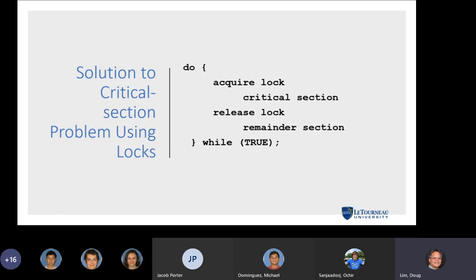Race conditions are prevented by requiring that critical regions be protected by locks. And we see that locks can be created by semaphores or can be part of monitors. But again, race conditions are prevented by protecting critical regions with locks.